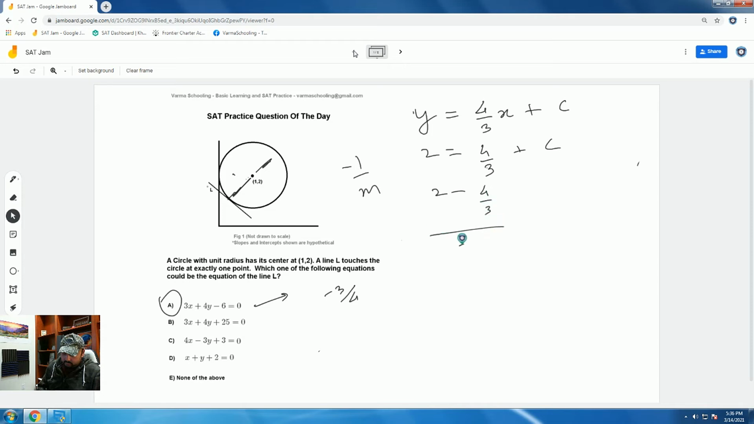So we get the value of c. Let's double check this real quick. We plug in the value: 4 over 3 will be the slope of this line, because it's the negative reciprocal of the slope, and it's passing through 1, 2, so c is 2 minus 4 by 3. Yep. So the value of c comes to be this. So now we know that the equation of this line is y equals 4 by 3 x plus 2 by 3.